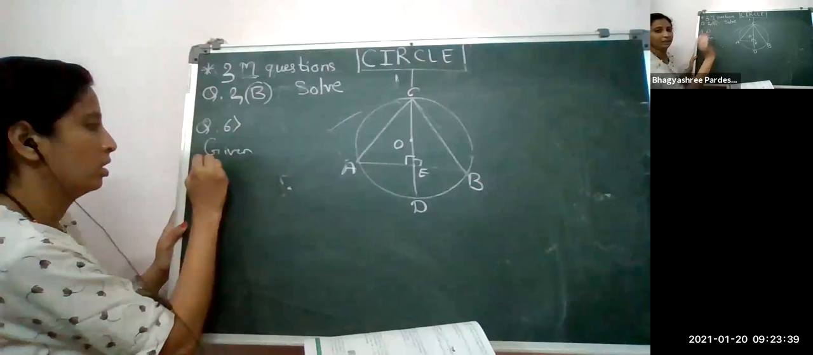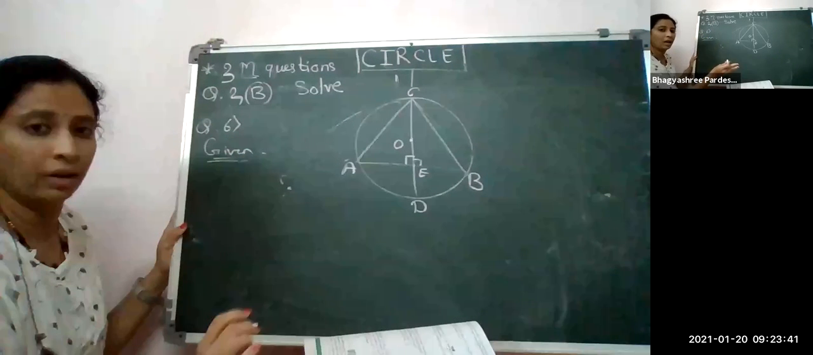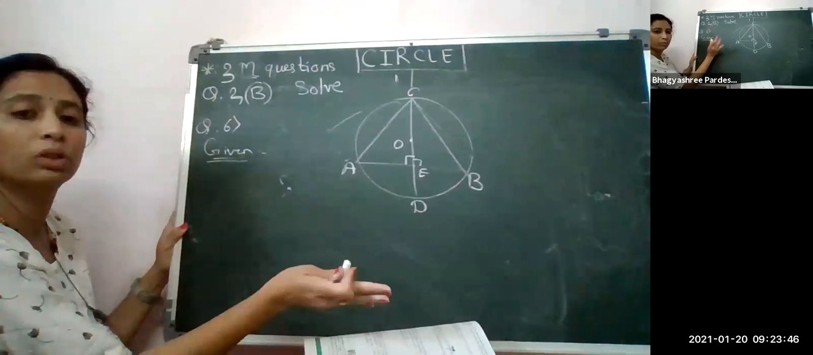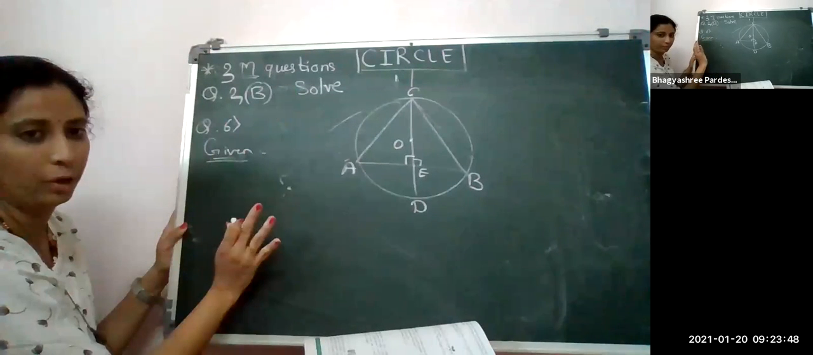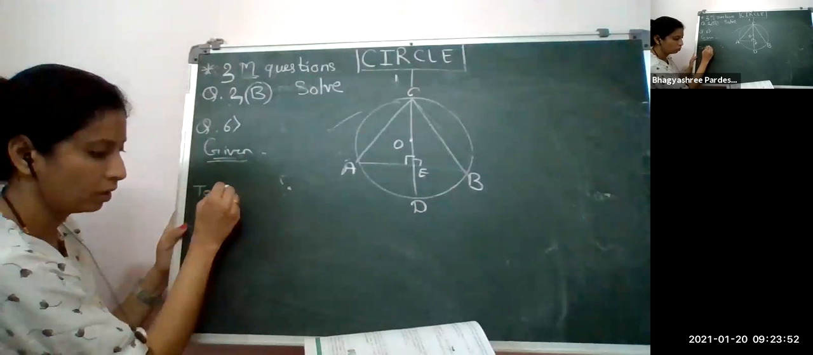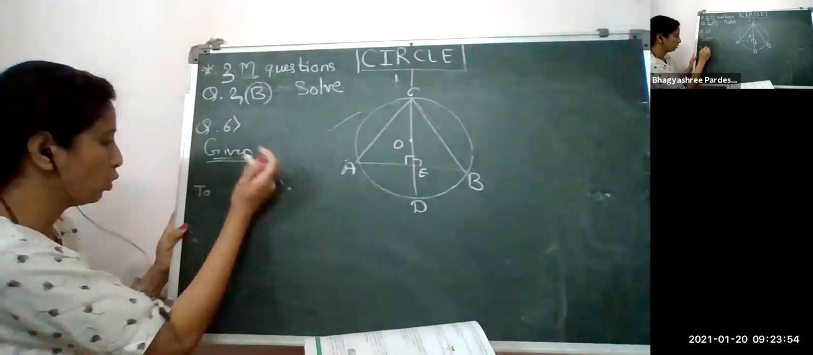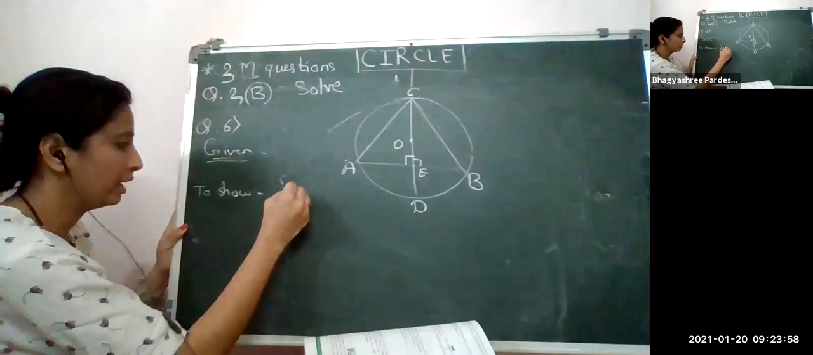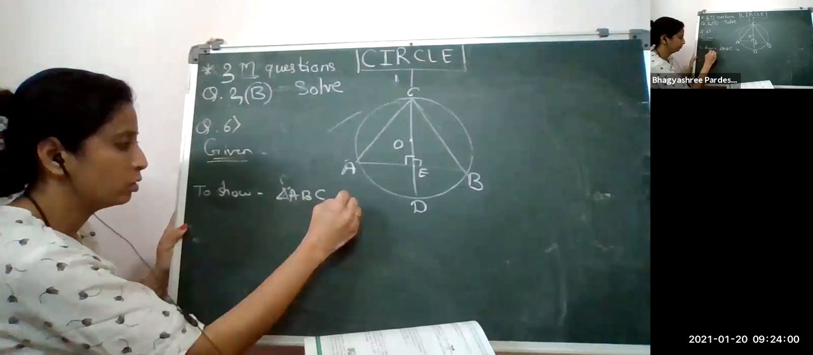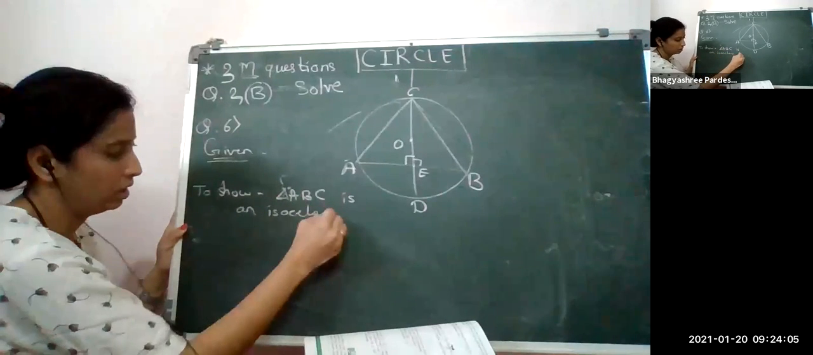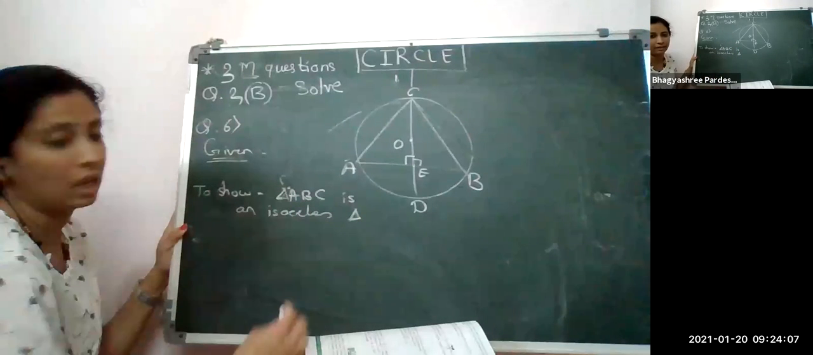In the question, everything is there. Write down the question as it is, in your own language, properly. The same will come here. Then, to prove or to show, you have to state what we have to show. We have to show that triangle ABC is an isosceles triangle.